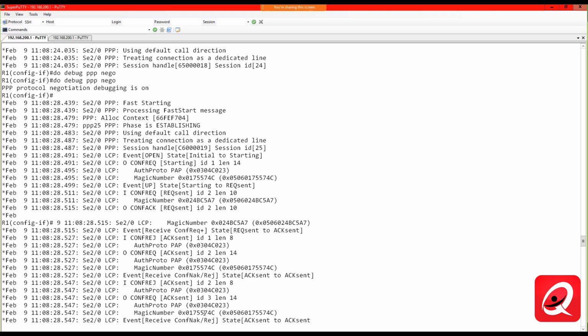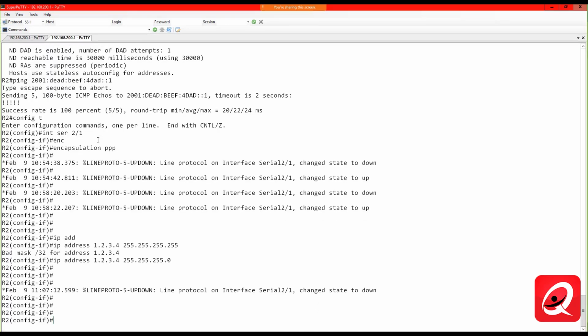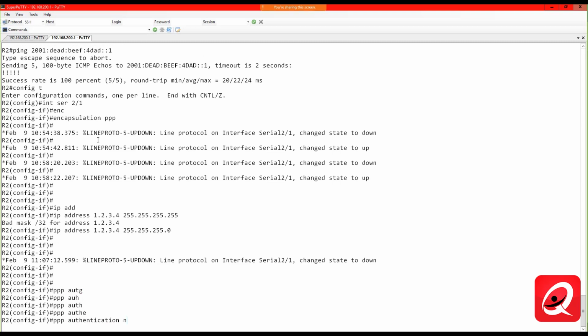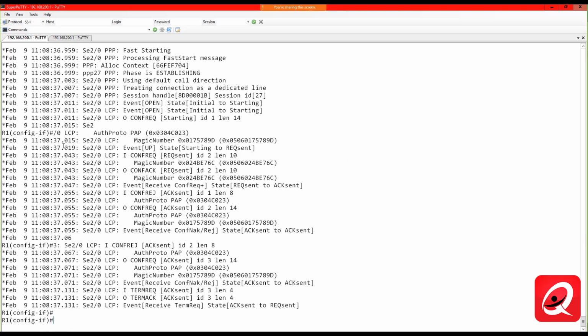So we can see that this is just going to continue to cycle through, because one side of the link is running Password Authentication Protocol and the other side is not. So if I come into this router now and I do PPP authentication PAP, now we're both matching.